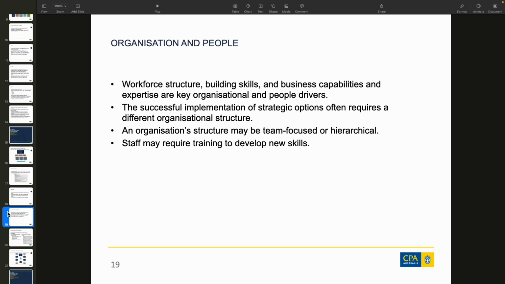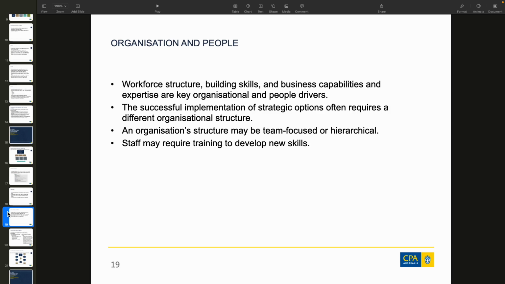Now, the next one is organization and people. Workforce structure, building skills, business capability, and expertise are key organizational people drivers. So when you want to build your strategy, you definitely need a structure for your work. Meaning the workforce structure is centralized, decentralized, functional structure, divisional structure, got it? Building skills: what are the skills you need, and capabilities?